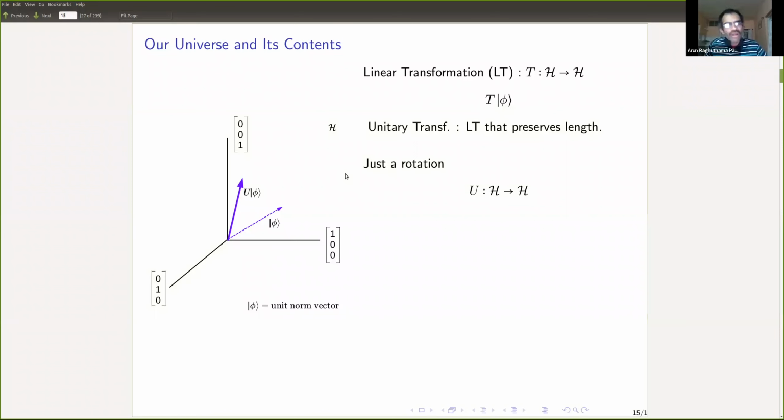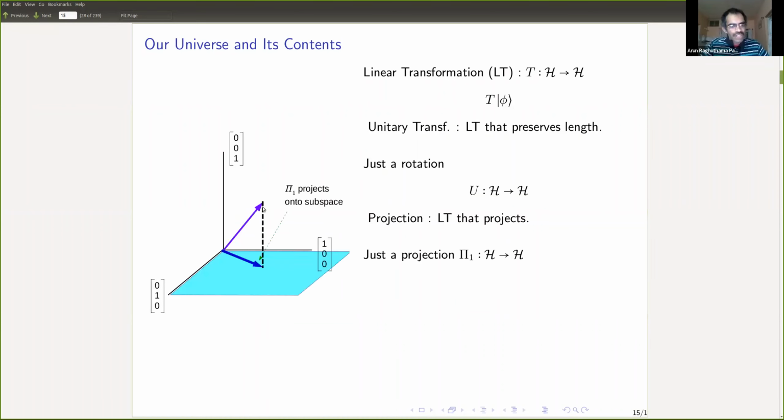The second most important object in our universe is a projection operator. I'm giving you a nice example of a projection operator. You take the ket phi. Ket phi is this vector. If you project it on this surface, then you get a projection, right? Pi is a projection, and you can write a matrix representation for this projection operator. It just projects on the first two bases. So this is a projection operator.